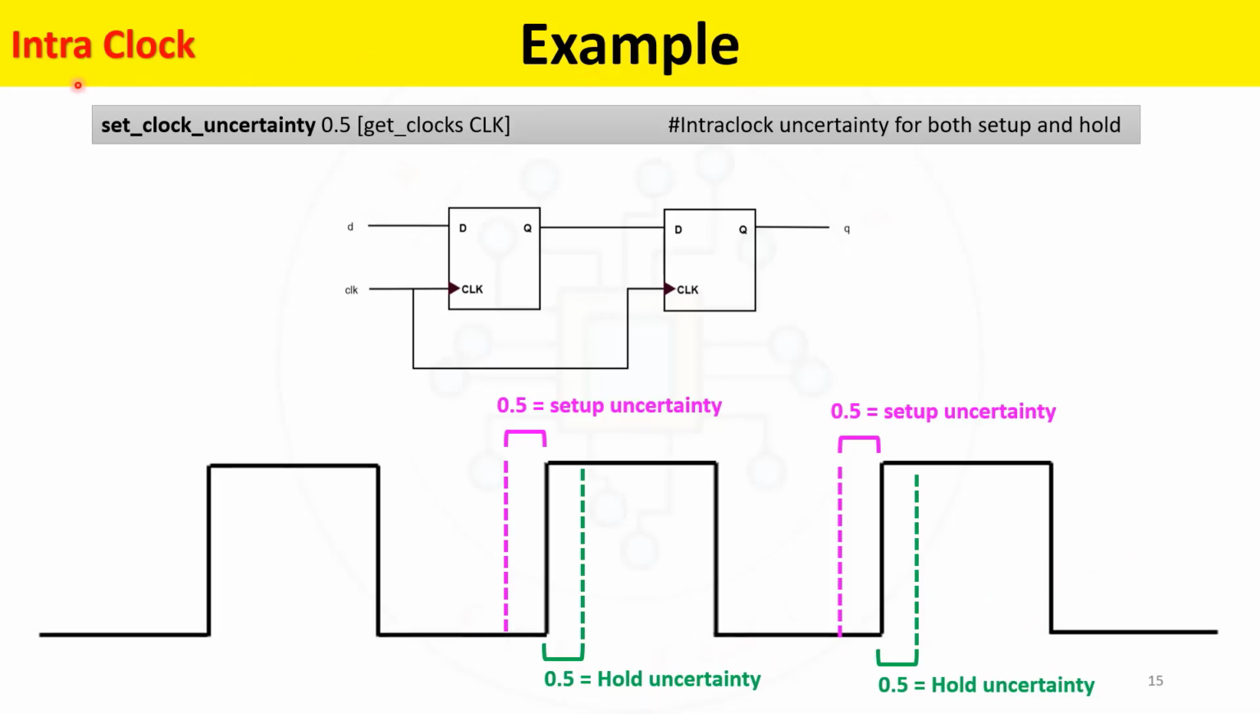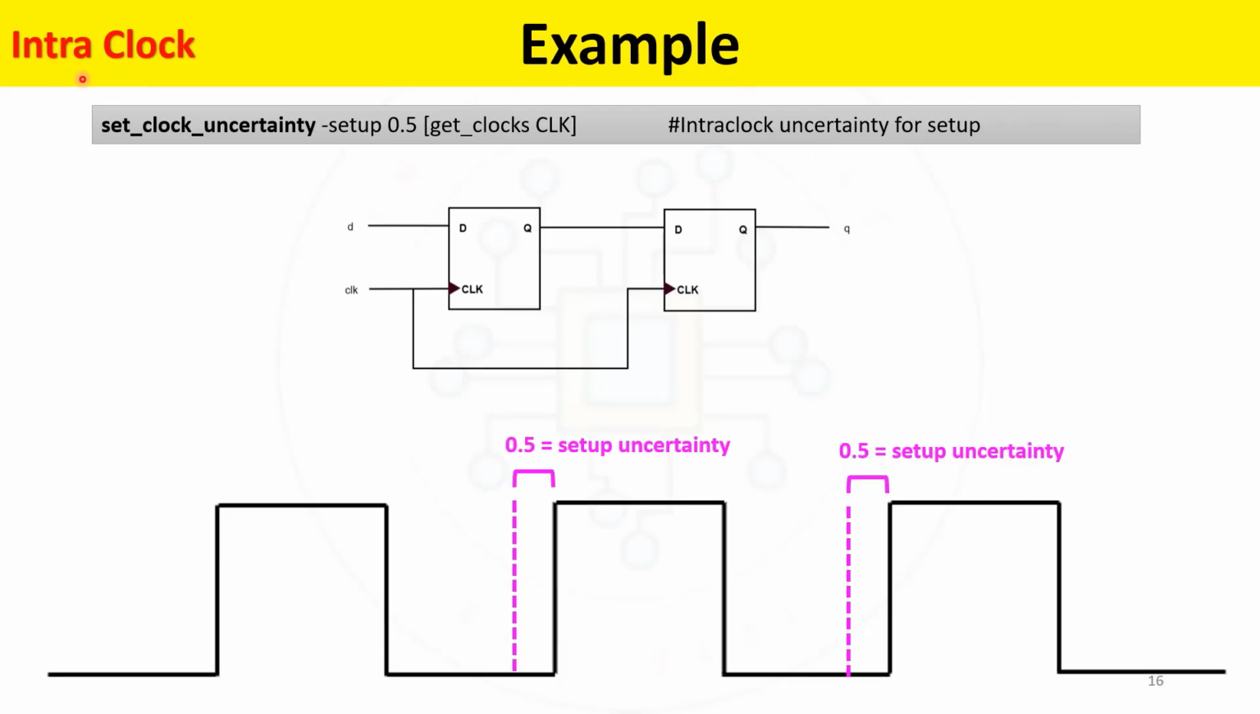Now see the next example. Here also we are considering intra-clock, that is, the same clock applied to two different flops. So set_clock_uncertainty 0.5 get_clocks CLK. Here we are not giving either setup or hold, which means it is applicable for both setup as well as hold. That means the setup uncertainty is 0.5 and the hold uncertainty is also 0.5. So this is another example.